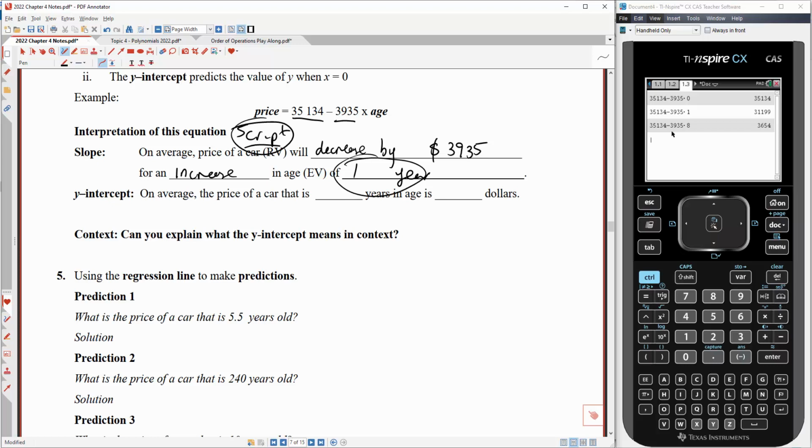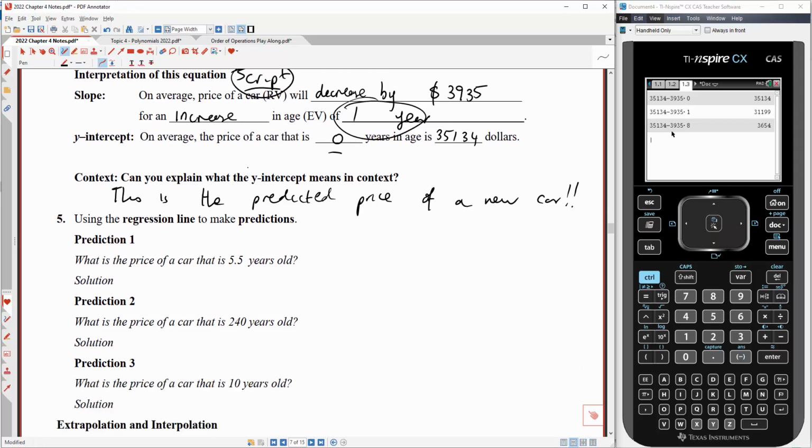Let's interpret the y-intercept. On average, the price of a car that is 0 years in age is $35,134. Can you explain what the y-intercept means in context? A car that's 0 years in age means this is the predicted price of a new car. Because if I said to you, I got a car that's 0 years old, you'd go, yeah, so you got a new car.